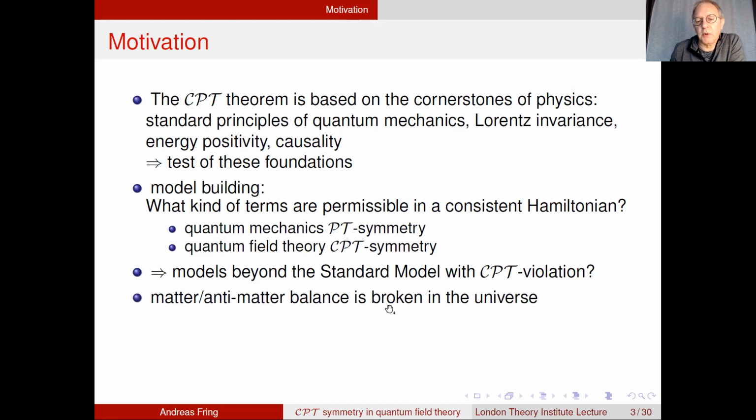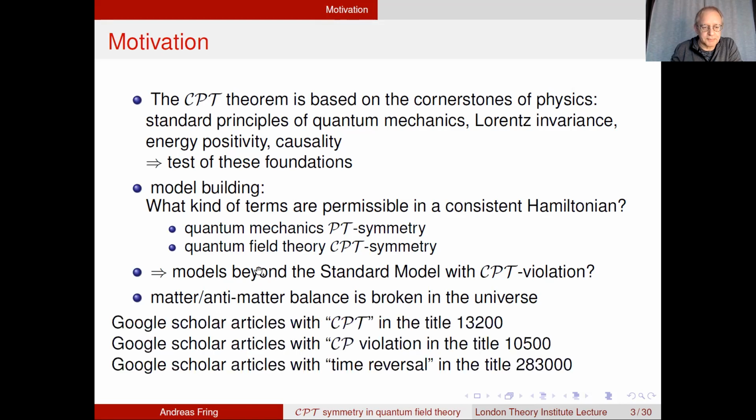And then also the study of CPT symmetry in particular theories can also shed light on the broken balance of matter and antimatter. So CPT symmetry predicts a balance between matter and antimatter, but we know that our universe is dominated by matter. So this could be due to CPT symmetry. There are other explanations as well, but certainly CPT symmetry has something to say about this broken symmetry.